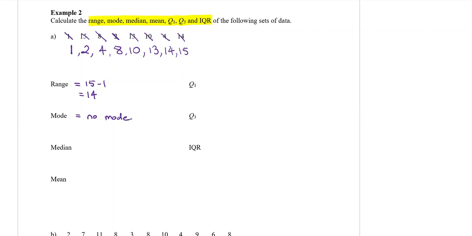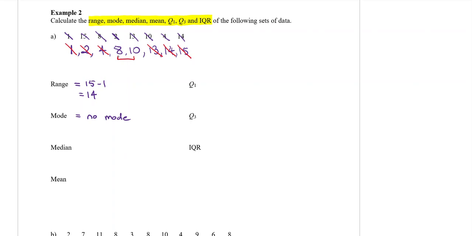Okay? So, to find the middle, on my purple numbers here, I'm going to cross off from the beginning and the end. I'm going to cross off the 1 and the 15. Cross off the 2 and the 14. Cross off the 4 and the 13. And that leaves me 2 numbers in the middle. I don't want to cross them off because otherwise I'd have nothing left.